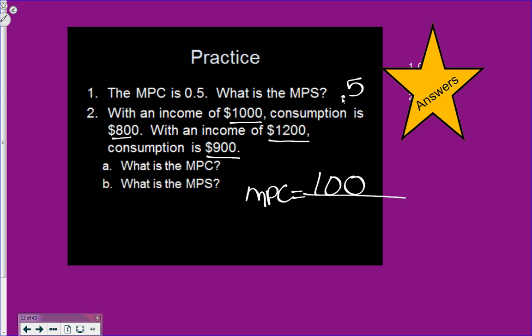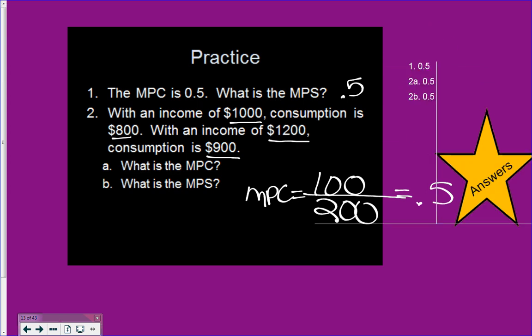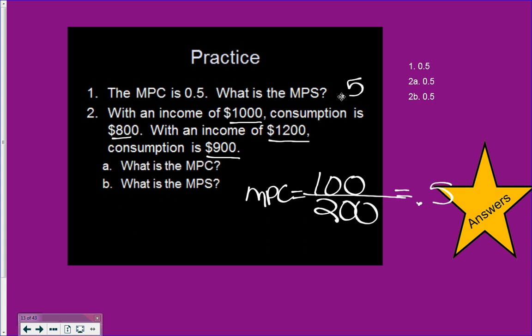Christian, what is the change of income? How did you get that? 1,200 minus 1,000. And look at that. What is 100 divided by 200 in decimal form? Because I don't like fractions. 0.5. And we're back up at the top. If MPC is 0.5, what is MPS? 0.5. And how do you figure that out, Daniela? Yay, you guys are amazing. Look at this one, they're all 0.5s.